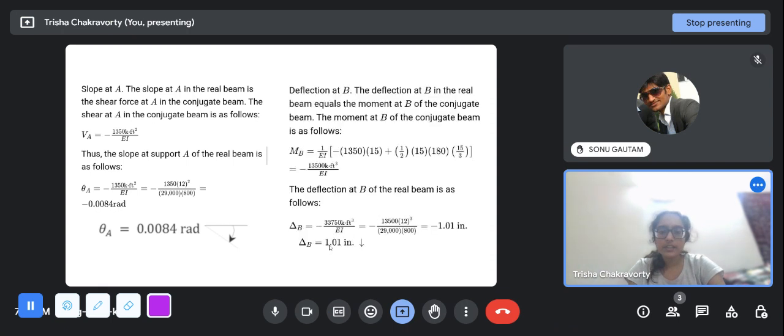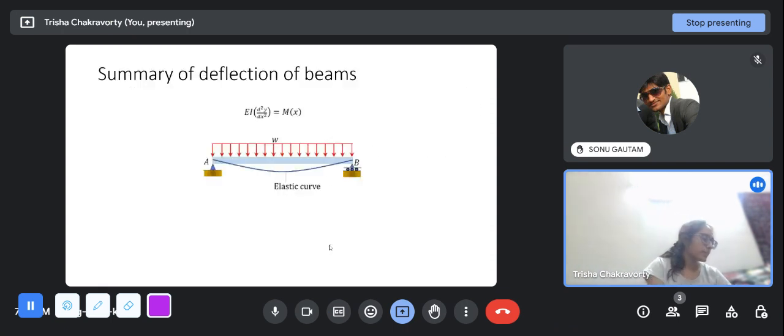Now we look at a brief summary of this chapter that we completed, deflection of beams. First, this is the governing differential equation of an Euler-Bernoulli beam. There are some assumptions that we discussed last class, and they are important. The assumptions may be asked in an exam, so just read that theory a bit.